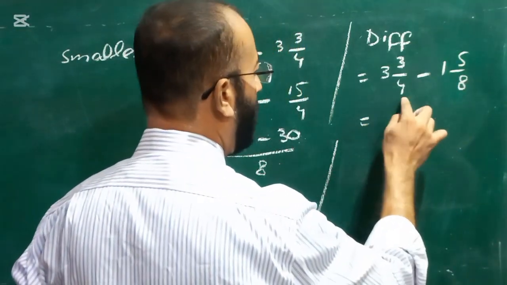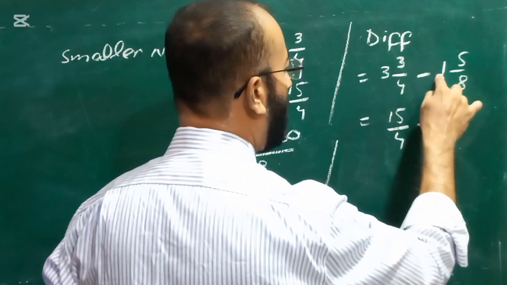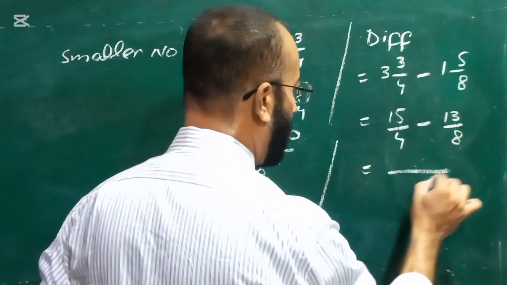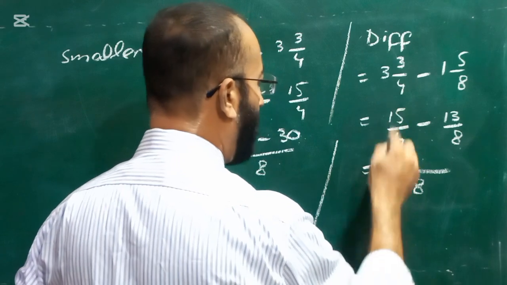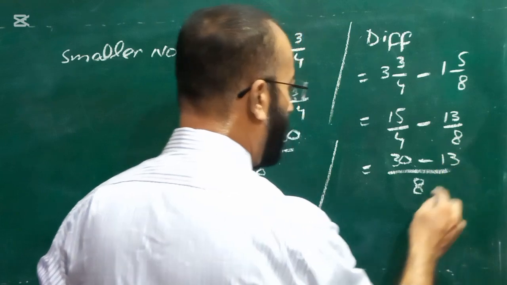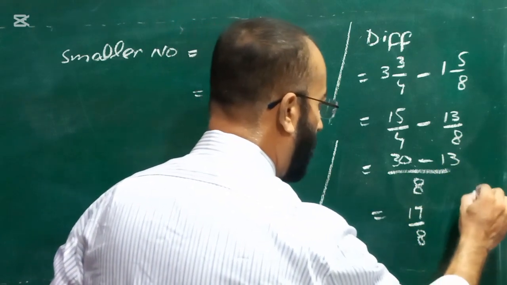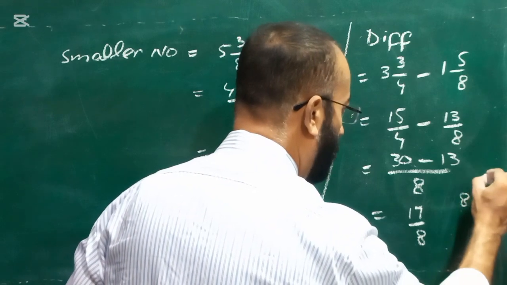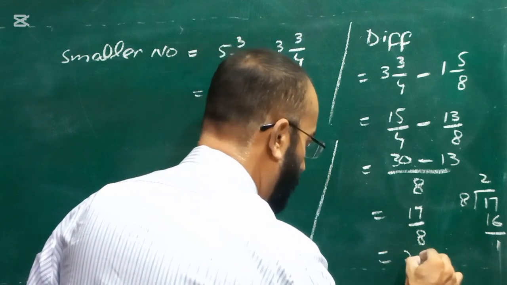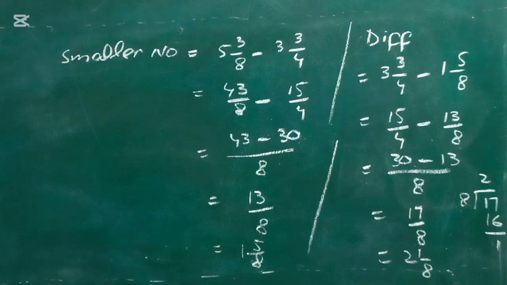So again 4 3s are 12 plus 3, 15 by 4 minus 8 ones are 8 plus 5, 13 by 8. Take the LCM. LCM will be 8. 4 2s are 8. 2 will be multiplied by this one, 30. 8 ones are 8. 1 13 is 13. So now 17 by 8. So 17 by 8 will be equal to 8 2s are 16, 2 whole number 1 by 8. So 2 whole number 1 by 8 is the answer. So this is the direct method of the same question.